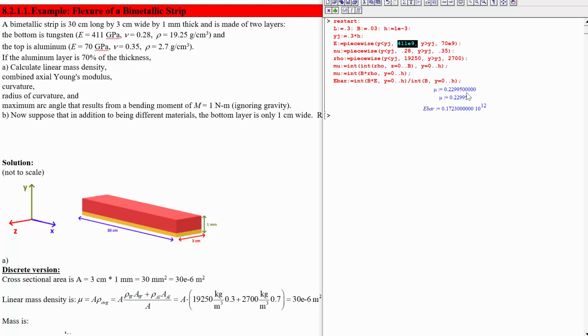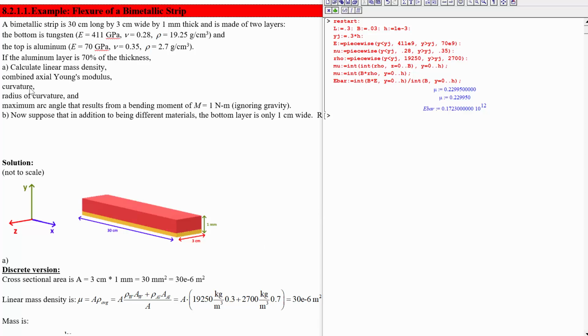So let's check. We've got 172 E9, so 172 gigapascals, which is indeed a little bit closer, actually a lot closer, I guess, to the aluminum than to the tungsten. How far away are we from the tungsten? That's about 230 away from tungsten, and it's only about 100 away from the aluminum, so more than twice as far from the tungsten one as from the aluminum, because the aluminum is more than twice the thickness that the tungsten is here.